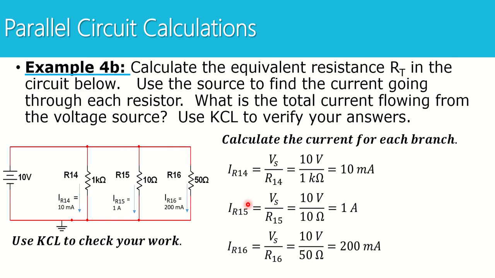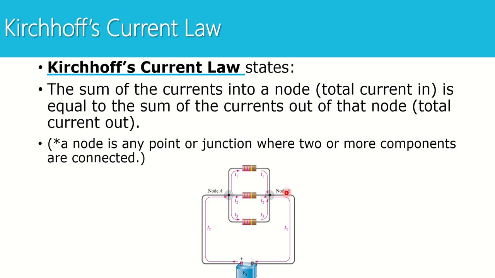And then I'm going to use KCL to check my work. If I add up all 3 branches, do I get what I started out with? Yes, I do. So KCL helps to verify my work. Oh, here's my slide on KCL. We already talked about KCL, but just as a visual representation, like we said, the total current that goes into a node, it splits, it takes several paths. When it recombines, it should equal what you started out with.